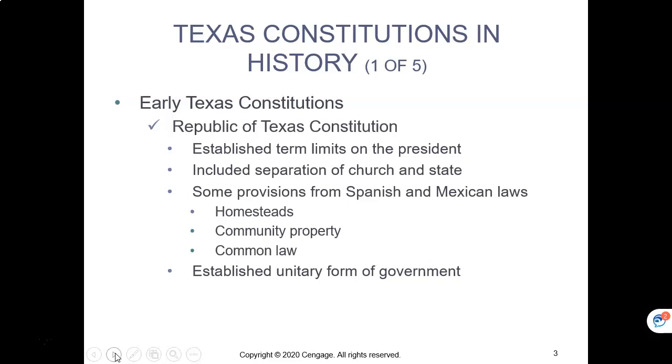Some of the things that they wrote into that constitution. They said that the president is term limited, meaning that the president's term would be 3 years. The first president would have a 2-year term. You could not serve consecutive terms. First president of the Republic of Texas was Sam Houston. If you have ever driven down Highway 6 and driven through Huntsville, you will see that huge statue of Sam Houston.